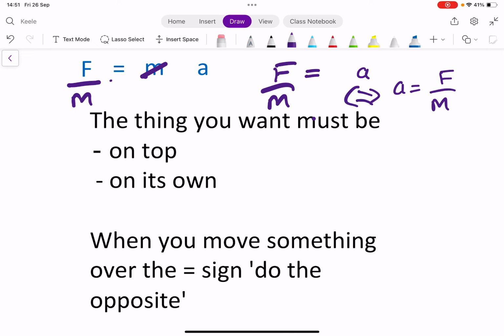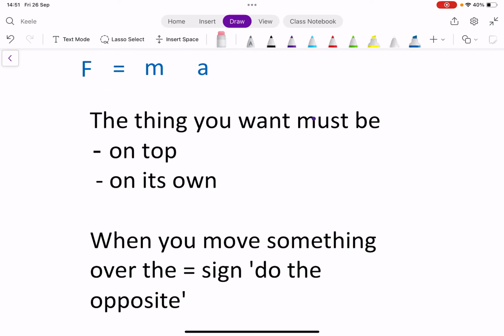So the thing you want to find has got to be on top, and it's got to be on its own. Let's just see what we do if we want to find m. Surprise, surprise, it's no different. Is it on top? Yeah, then leave it where it is. Move the a. It's times a, so it goes across the equal sign and becomes divide by a. So F divided by a gives us m.